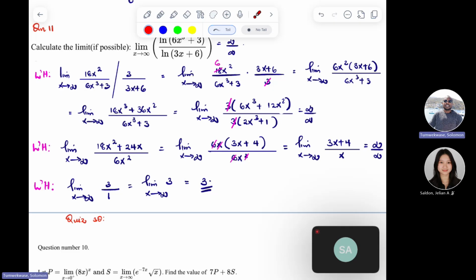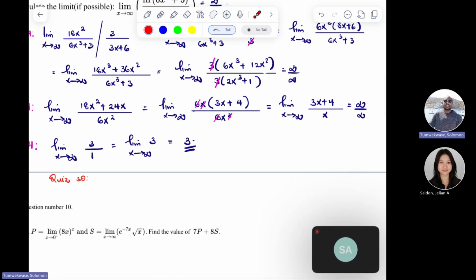Saldon, is that fine? Yes, I just have a question though, regarding the use of L'Hopital's rule. I'm quite confused on where you stop to evaluate if it's still infinity over infinity. So you just stop?